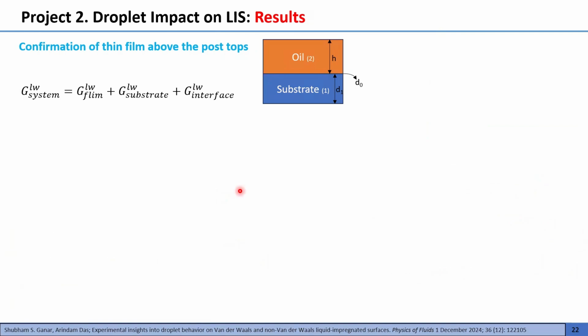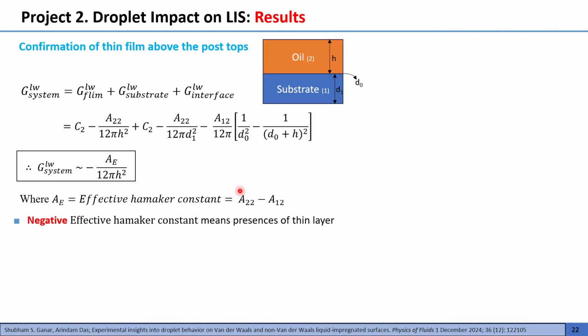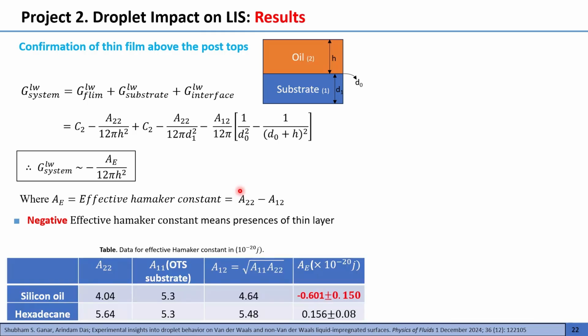We performed a theoretical calculation to verify the presence of a thin film above the surface posts by evaluating the effective Hamaker constant between the solid and liquid. Literature suggests that if the effective Hamaker constant is negative, then a thin film will form. Our calculation shows the silicon oil had a negative effective Hamaker constant, which shows that the thin film will form, while hexadecane is positive, indicating no thin film formation.